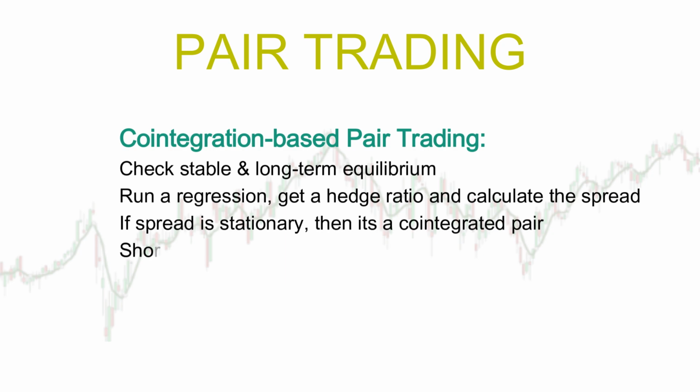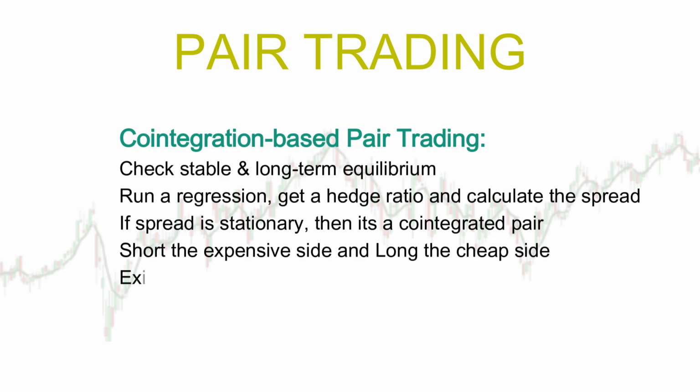Whenever the spread gets too wide or too tight, you enter the trade, shorting the expensive side and going long on the cheap side, and exit when it normalizes. This is the basic fundamental of co-integration based pair trading. Hedge funds have used this for decades. It's simple in concept but very powerful when combined with good execution and risk control.